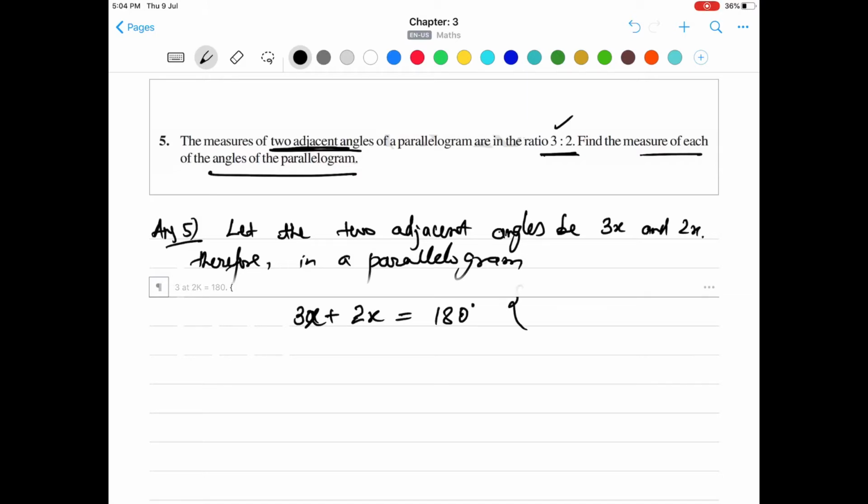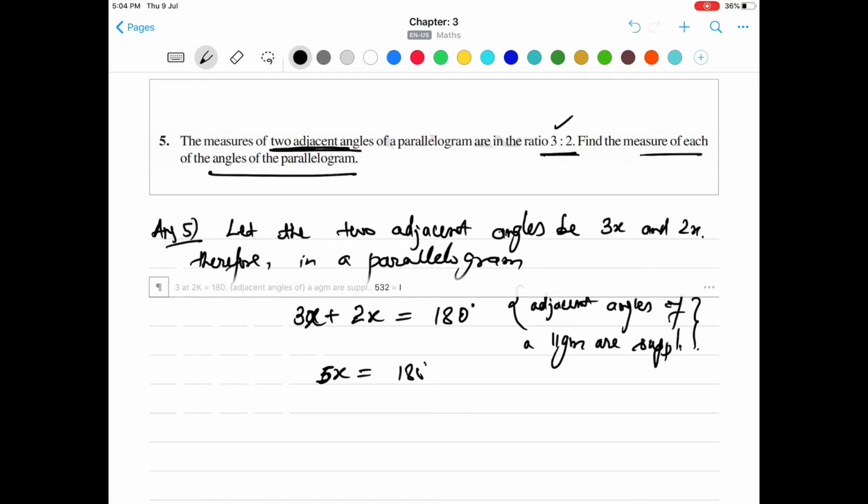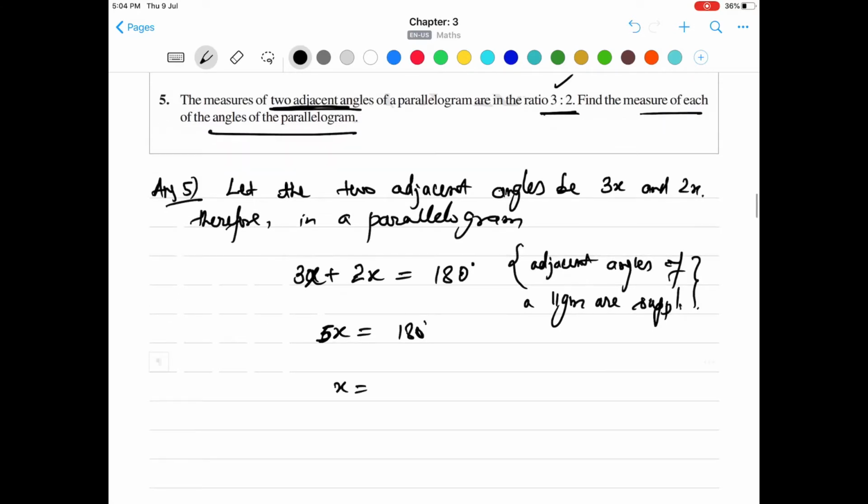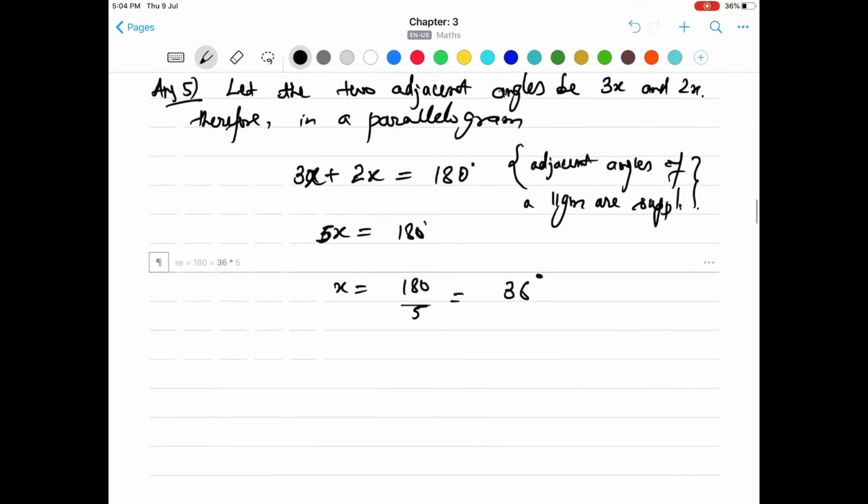The reason for this one is adjacent angles of a parallelogram are supplementary. Okay, therefore when you add 3x and 2x, you will get 5x equals 180, and x will be equal to 180 divided by 5. When you divide them, you will get the result as 36 degrees. So the value of x is 36.